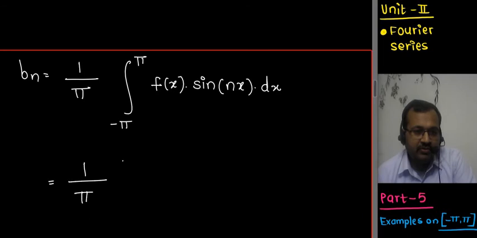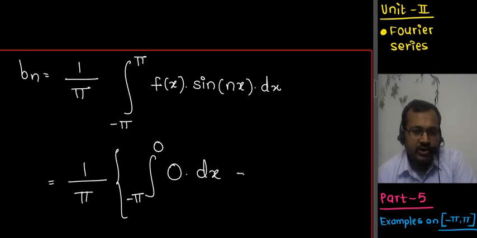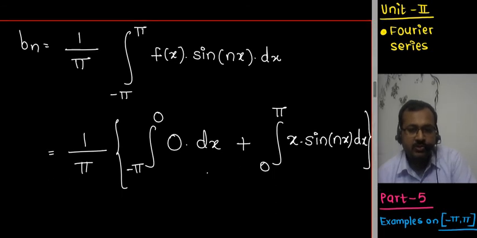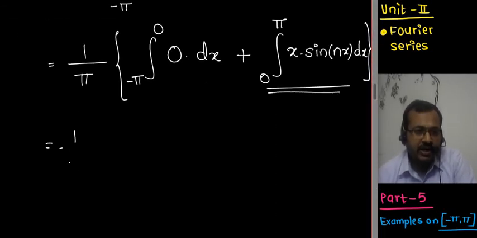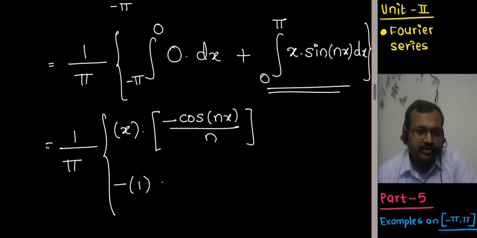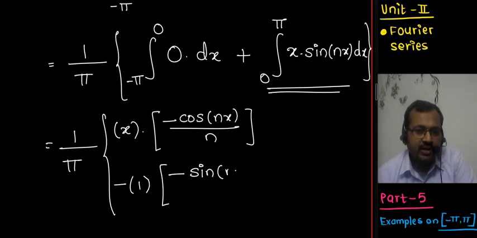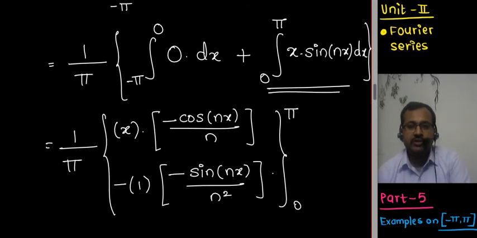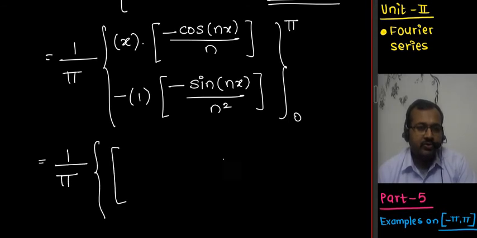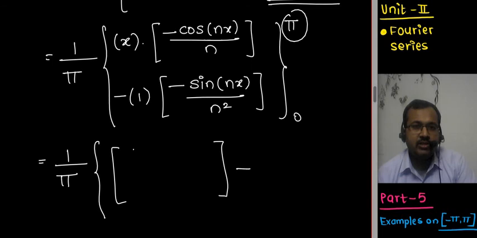So we can split our f of x with respect to the range. In minus pi to 0, f of x is 0 and 0 into anything is 0. In the range 0 to pi, f of x is x followed by sine nx, and then we take its integration with respect to x. For solving this integral, we apply the integration by parts rule. First function as it is into integration of second function minus derivative of first function into integration of second, where we take the range of integration from 0 to pi. Now we substitute upper limit minus lower limit. So what will be the upper limit here? Put x is equal to pi.